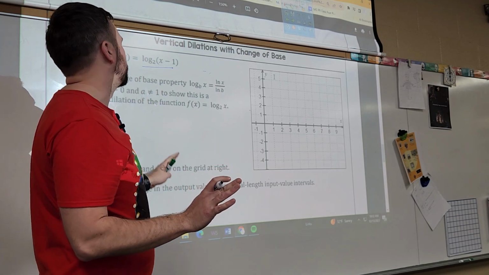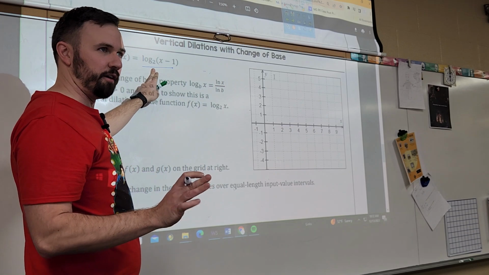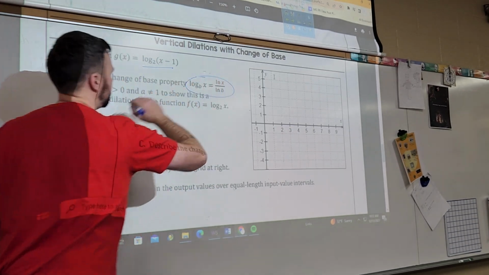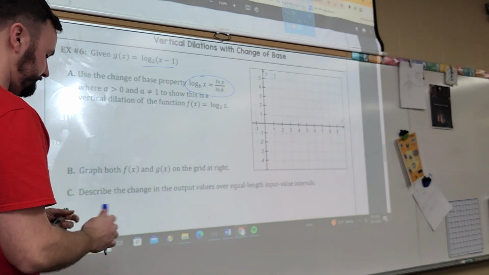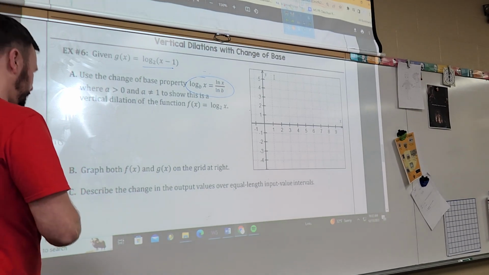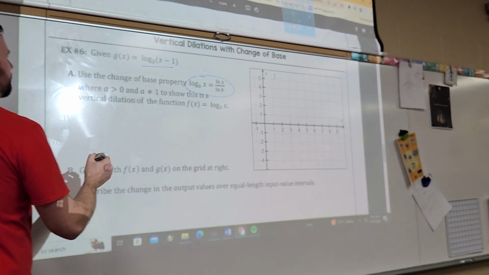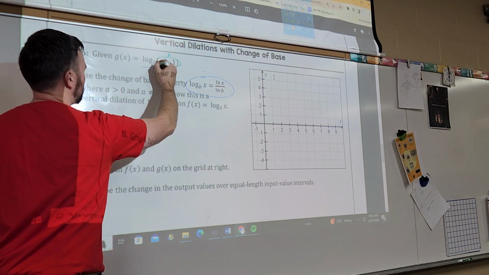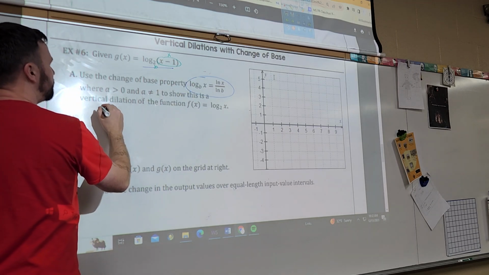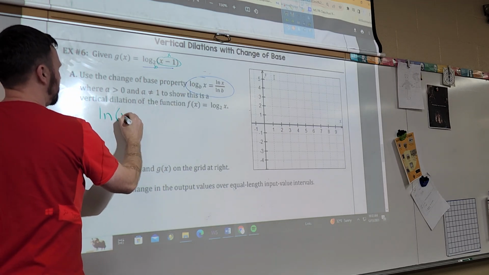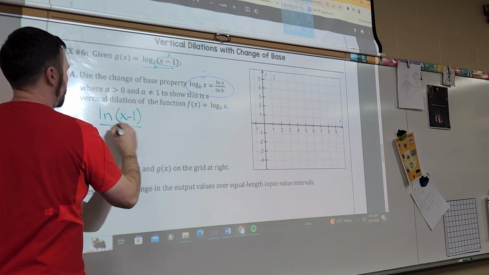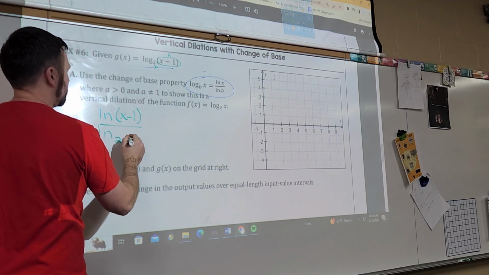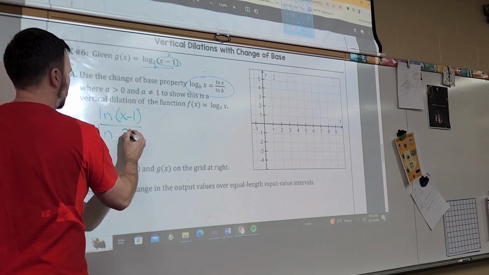This might be a multiple choice question. Is there an equivalent to this function, right? What's my change of base say? It's right here. I showed you this. So that's my change of base formula. So this is my x on that example, and this is my b, right? So my change of base would be natural log of x minus 1 over natural log of 2.